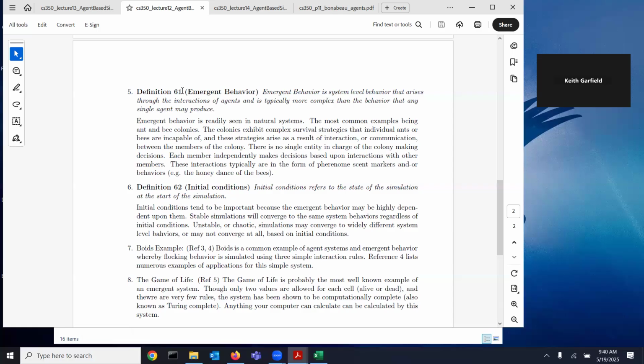Initial conditions. I think most of us are familiar with this term, but let's give it a nice good meaning, right? They are the state of the simulation at the beginning. So when you're going to run a simulation and you need to do experiment design and run some experiments, what we're really talking about with experiment design tends to be establishing what the initial conditions are.